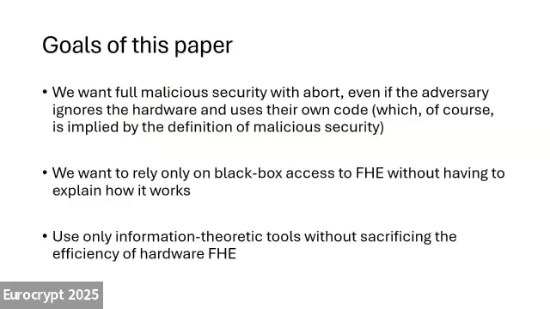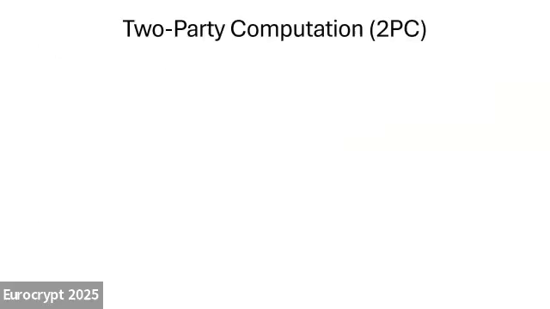So the goal of this paper is to construct a fully malicious security with abort protocol, even if the adversary ignores the hardware and uses their own code. So we want to rely on black box use of FHE without the need to explain how it works. And we want to make use of information theoretic tools so that we do not sacrifice the efficiency of hardware FHE. So now, more formally, we consider the problem of two-party computation.